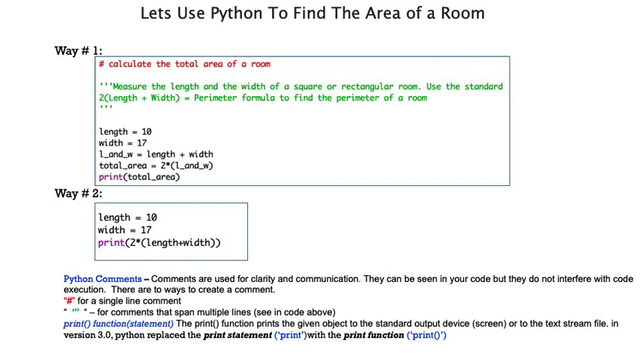If you're looking at some code that somebody wrote, say in Python 2.7, you'll see print without the parentheses, and that's why. It used to be a statement, it now is a function, so you have to put it in parentheses on 3.x and beyond. So here's the second way to do it. We take our length, we take our width, and then we take 2 times the length plus the width, and we put it right into the parentheses of our print function, thereby saving us just a few steps there.